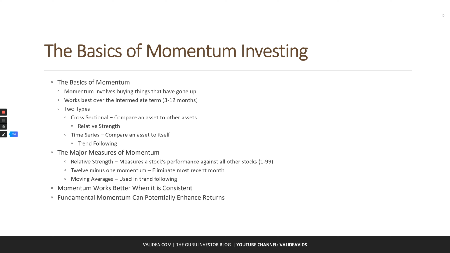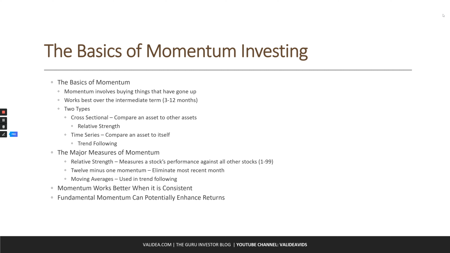For time series momentum, the most common metrics are moving averages. Moving averages are calculated by taking all of a stock's prices over a specified period and averaging them. For example, a 200-day moving average is calculated using the average closing price for a stock over the previous 200 trading days. Moving averages are often used in trend following as an indicator for when to get into or out of an asset. For example, a simple 200-day moving average strategy applied to the S&P 500 would sell it when it falls below its 200-day moving average and buy it back when it moves back above it.